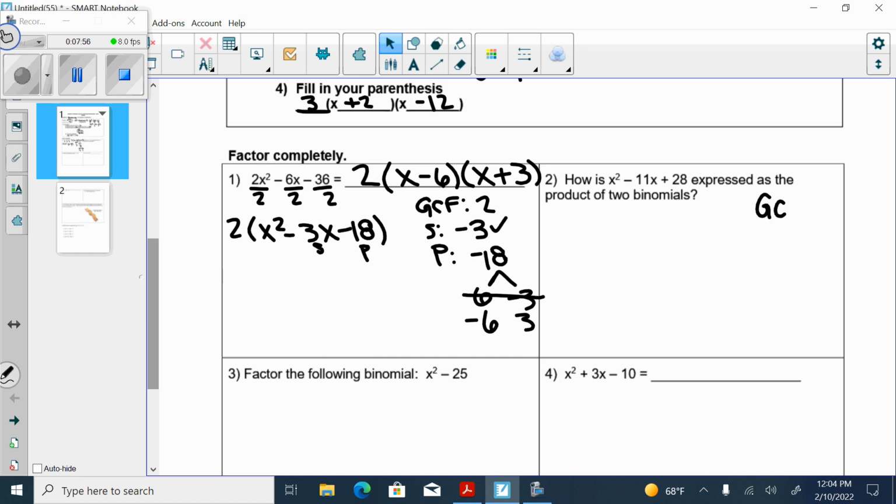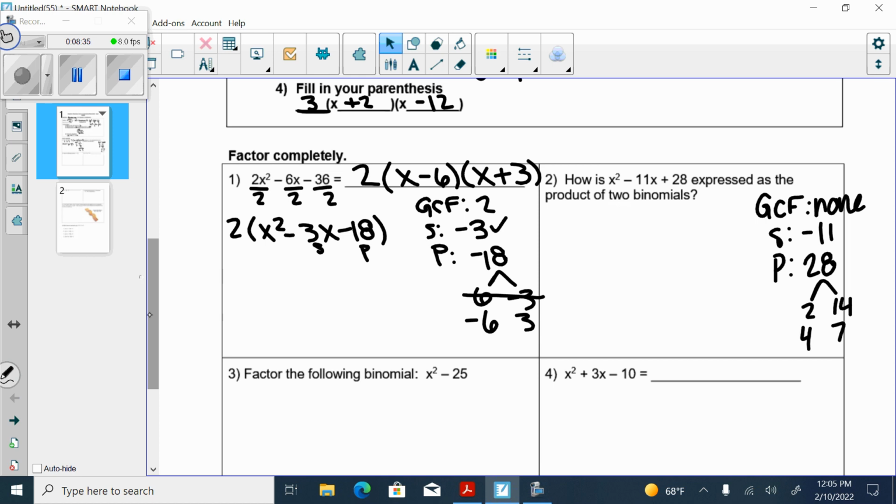Is there a GCF in there? No. Okay? So what's the sum? And what's the product? Good. Okay, so we're thinking of numbers that will multiply to give us 28. Okay. Anything else? 4 and 7, good. Okay.